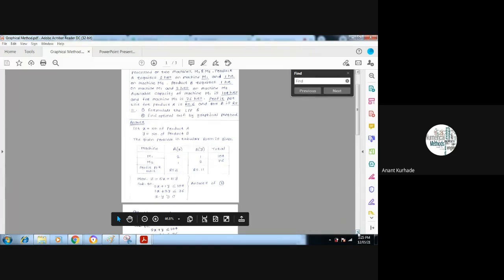Now we have to solve the same problem using the graphical method. Most importantly, without using the graphical method, we can find this answer. If you have a calculator, you can easily find it. How? We have two constraints, and we can easily solve these two equations on the calculator. Now tell me what is x and what is y. By solving these two, what is the value of x and what is the value of y? Any idea? Tell me.